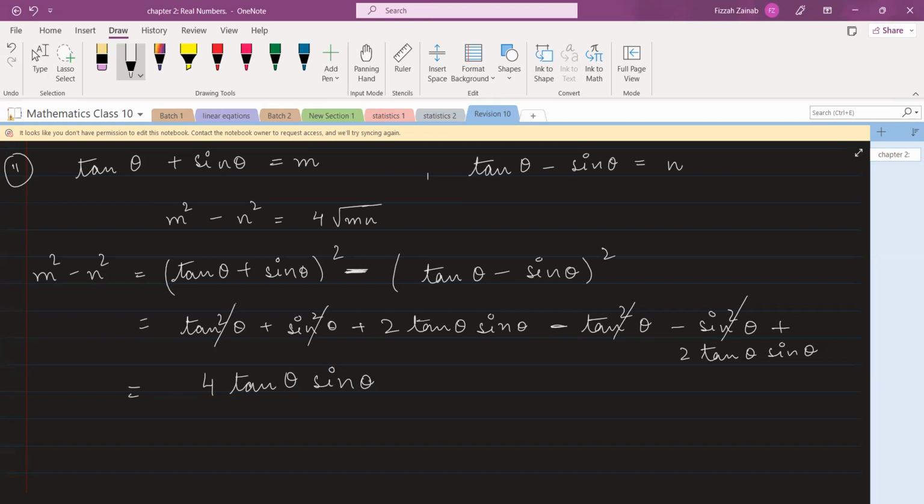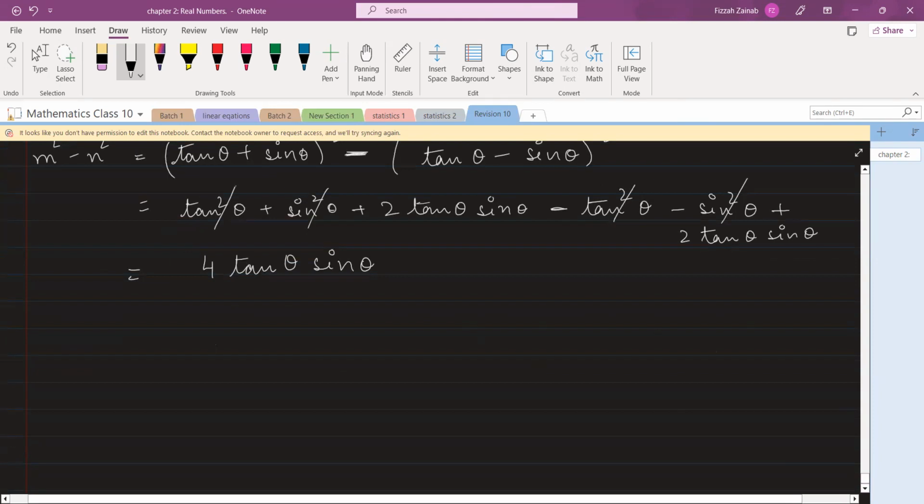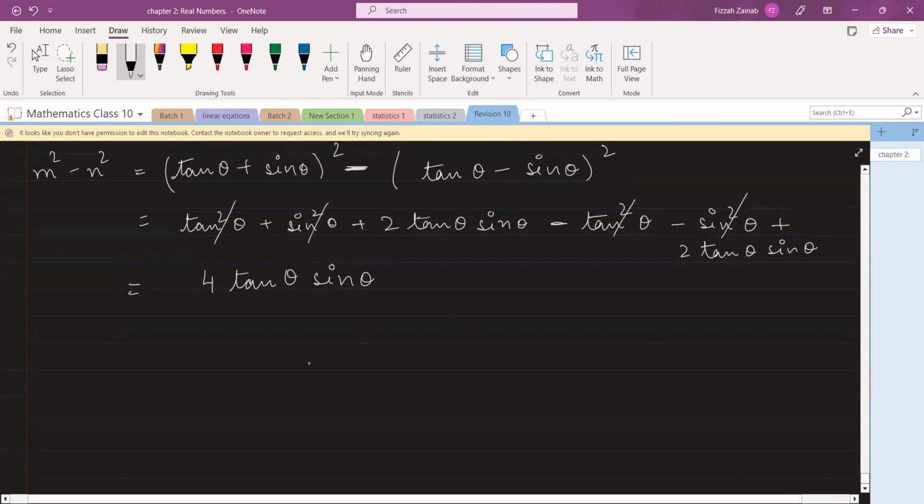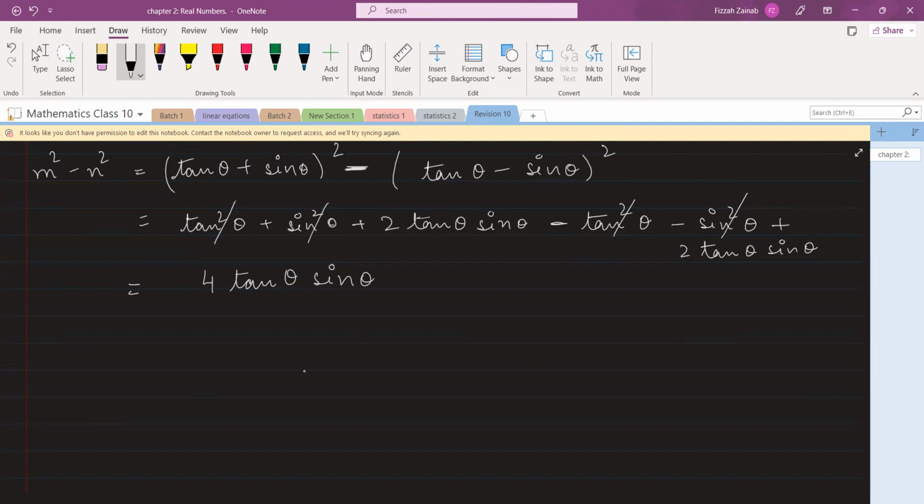So I think now we can also solve the RHS and show that both are equal to this thing. Because you simply have tan theta sine theta, you cannot do much here. So if I also solve this thing, let us solve under root mn. Let's see what we get here.